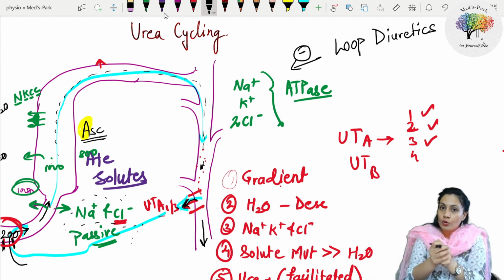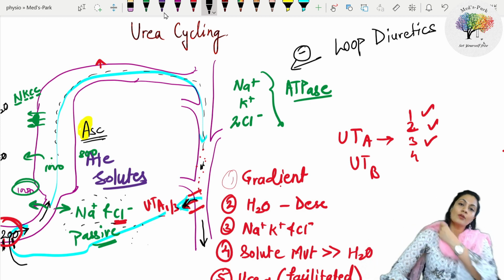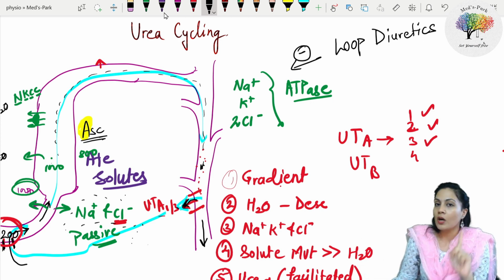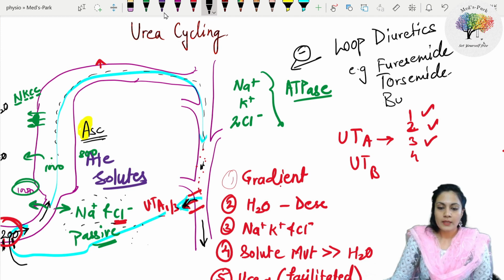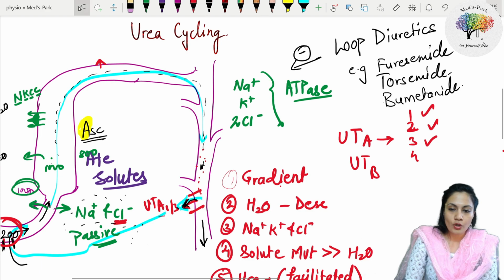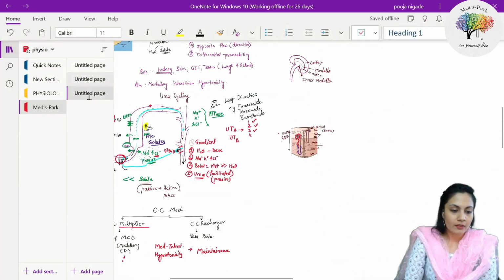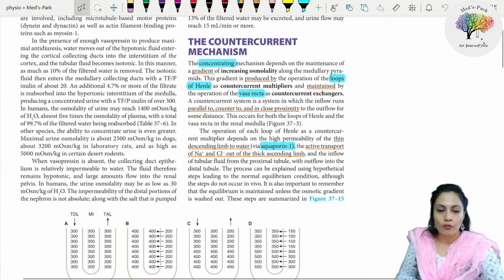So they are going to hold on to the water. So the water is also going to be lost into the urine, and that's why diuresis is going to take place, and that's why we call these drugs diuretics. Some examples: furosemide, then torsemide, bumetanide. These are some examples of these loop diuretics. Okay, so let's move on to Ganong and let's complete the reading also side by side, and then we will have a complete understanding of this topic.